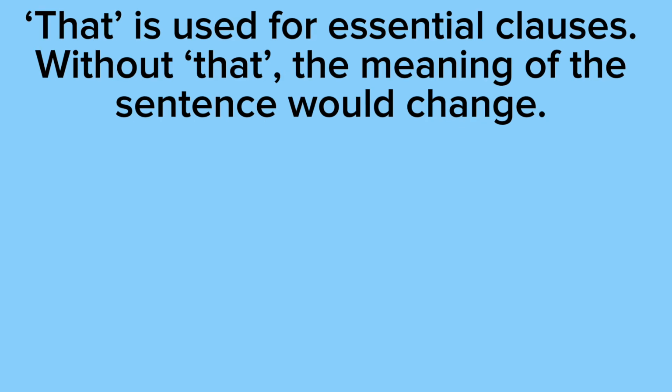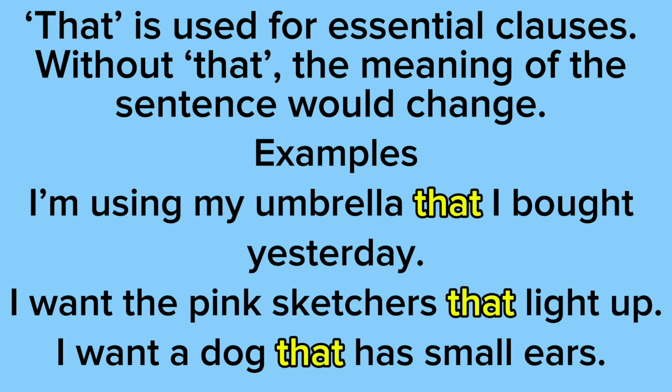That is used for essential clauses. Without that, the meaning of the sentence would change. Our first example says, I'm using my umbrella that I bought yesterday. So notice how if we take out that, the sentence would say, I'm using my umbrella I bought yesterday. So in this case, the meaning of the sentence wouldn't change, but the sentence just wouldn't be grammatically correct. In other words, saying I'm using my umbrella I bought yesterday wouldn't be the proper way of saying that. You would have to say I'm using my umbrella that I bought yesterday.